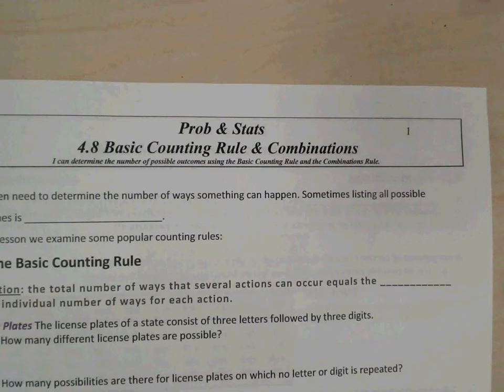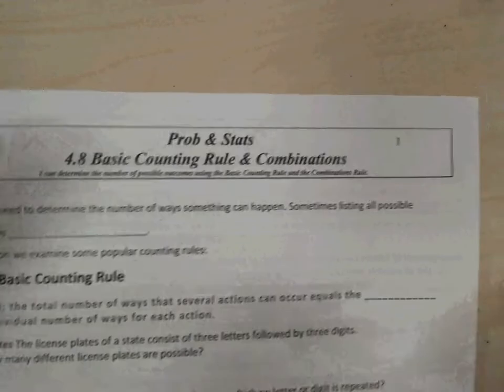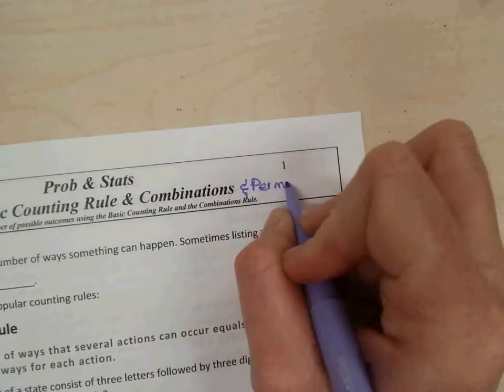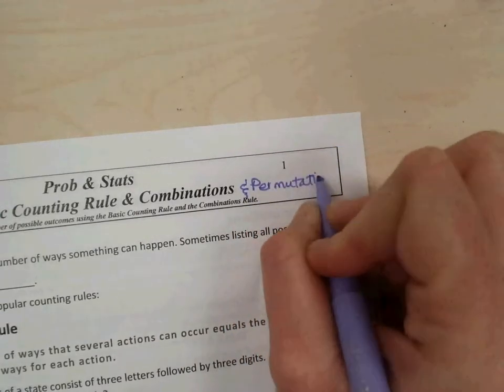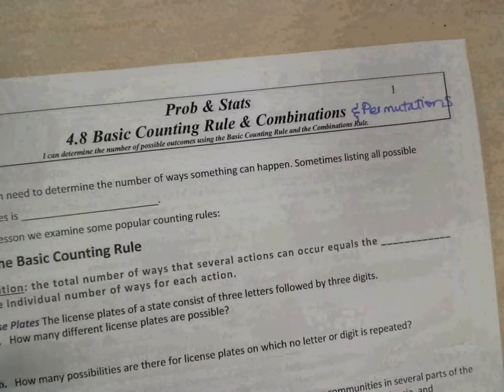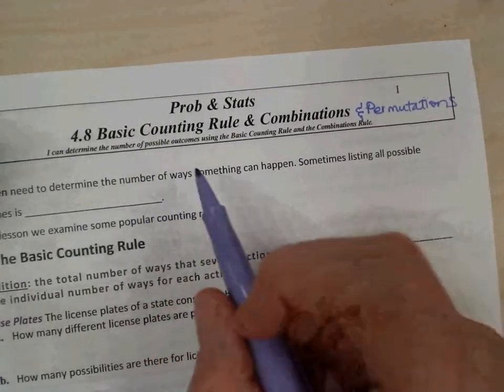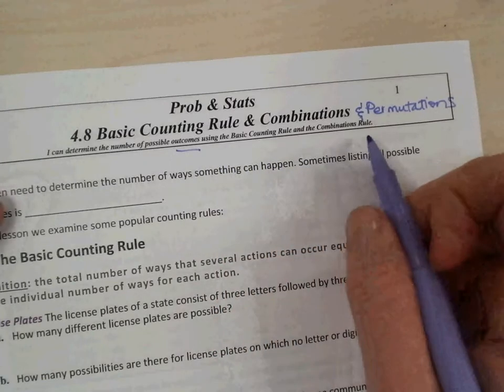So 4.8 is basic counting rule and combinations. Also, permutations. So the goal of this lesson is to be able to determine the number of possible outcomes using the basic counting rule and the combinations rule and the permutations rule.